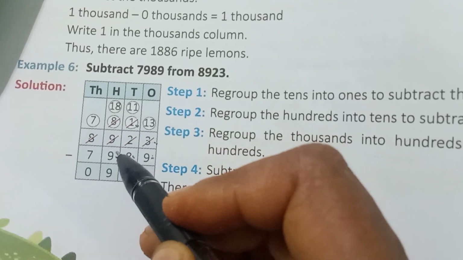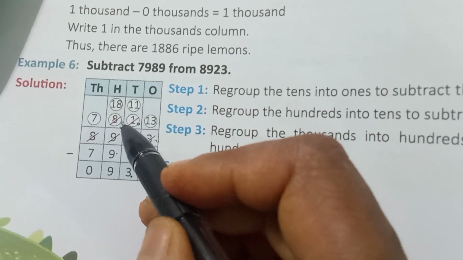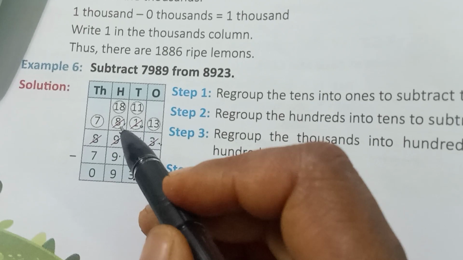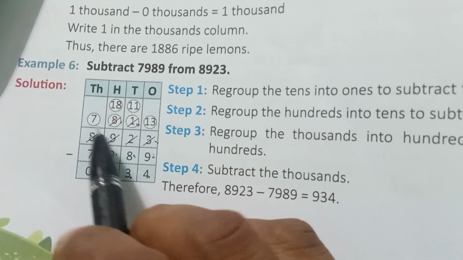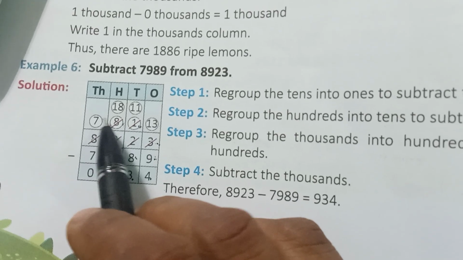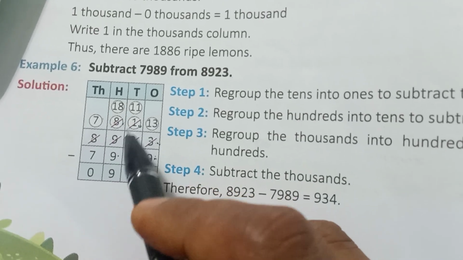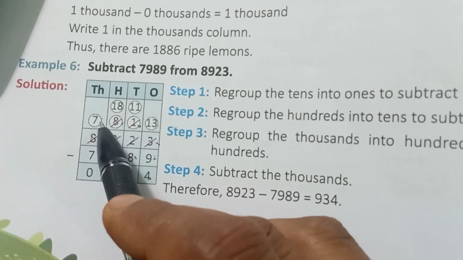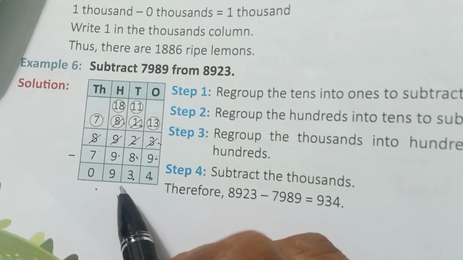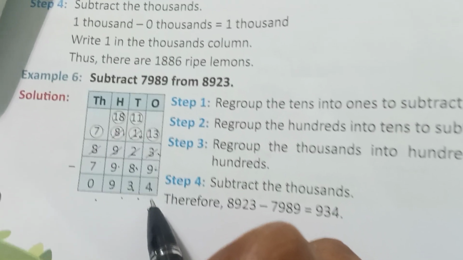Under your hundreds column, you have to subtract 9 from this 8. Again, this is not possible because 8 is smaller than this 9. So again, you will regroup the thousands into hundreds. So 8 becomes 7 and this 8 becomes 18. Now 18 minus 9 is your 9 and this 7 minus 7 is your 0. So our answer is 934. Okay, I hope you are getting it, children.